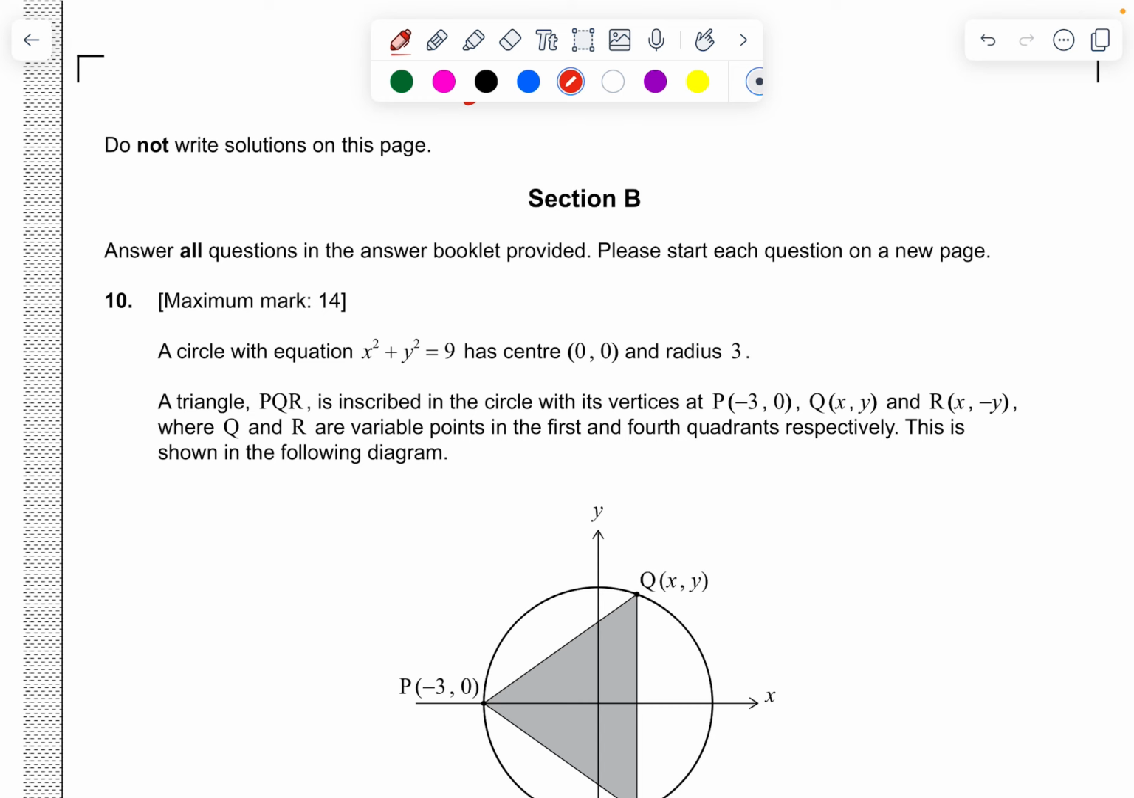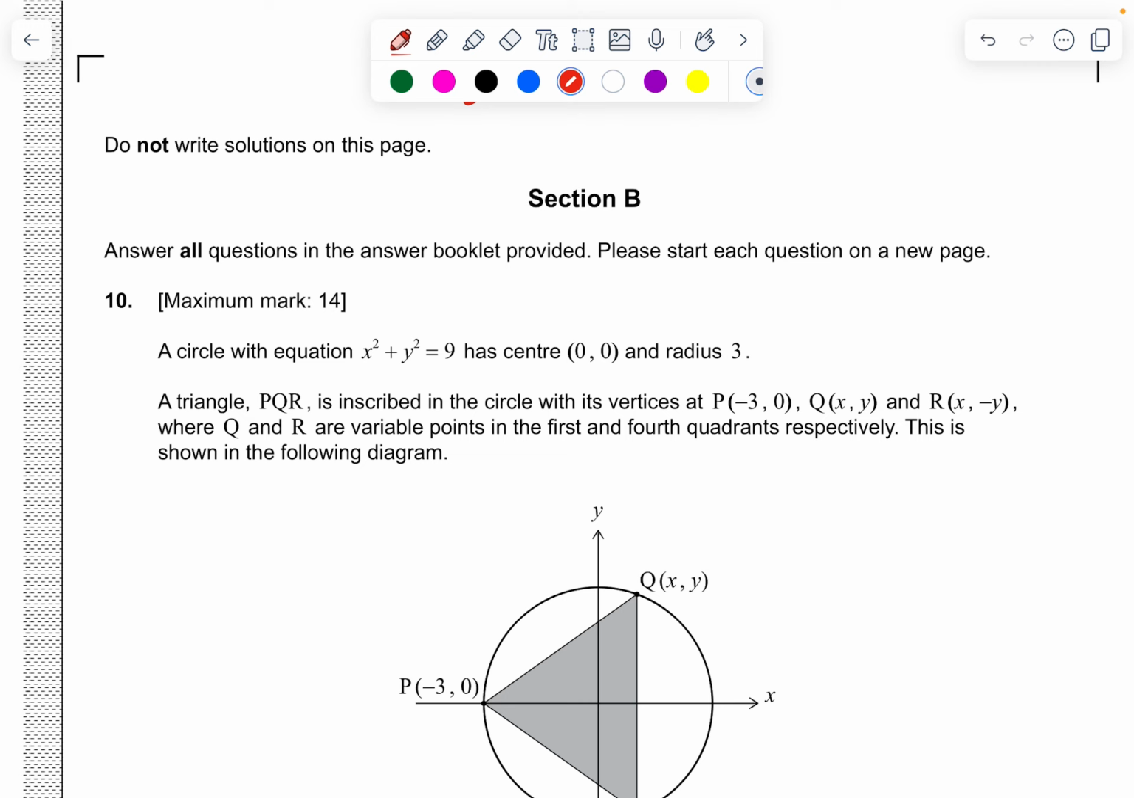That completes section A. Now coming to section B. Section B is a much longer process and not as easy as the first section. Section A is the easiest one, but section B is somewhat difficult. So let's do section B. Each question is of more than 10 marks. In section B, the first question is for 14 marks.